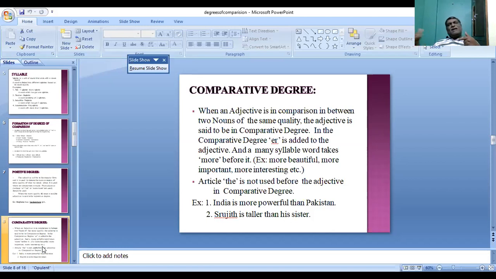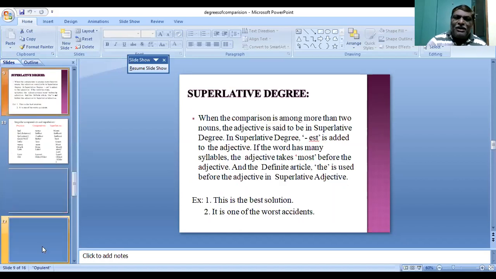So Srujit is taller than her sister. So here her sister is also tall, Srujit is also tall, but when the comparison takes place, Srujit is slightly taller than his sister. When you say than his sister, are you trying to say that his sister is not tall at all? No, undoubtedly she is also tall. But when compared to Srujit, she is not that tall. Okay, so that is a comparative degree.